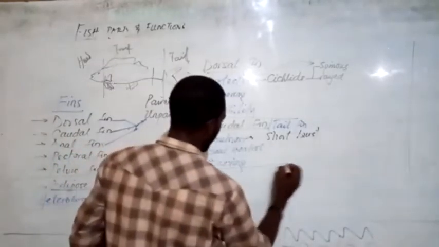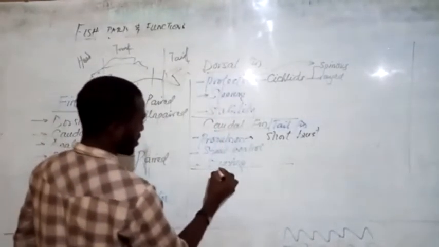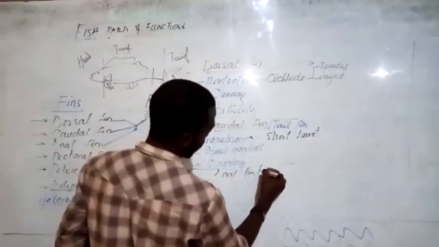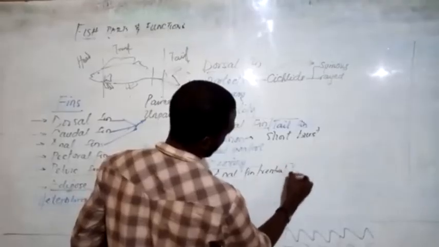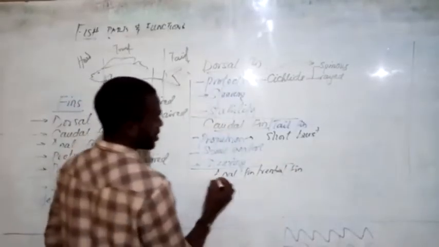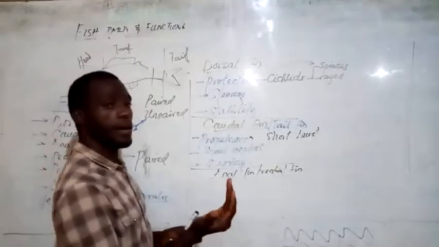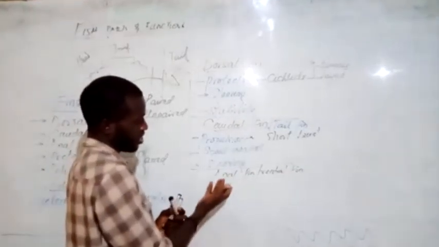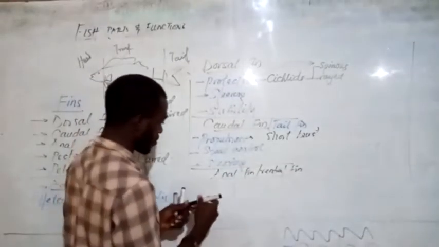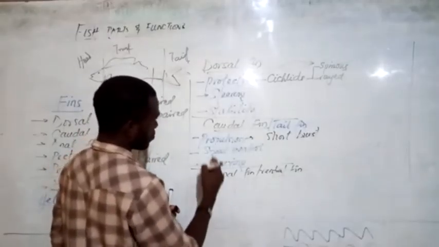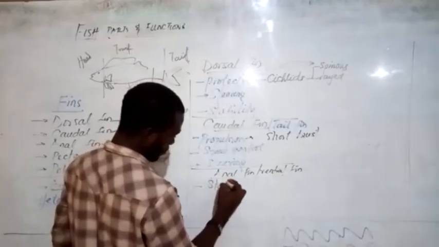Now, the other kind of fin is the anal fin. The anal fin, also called the ventral fin. So it is basically the opposite of the dorsal fin because it's located behind the anus of the fish. So it also performs the function of stability.